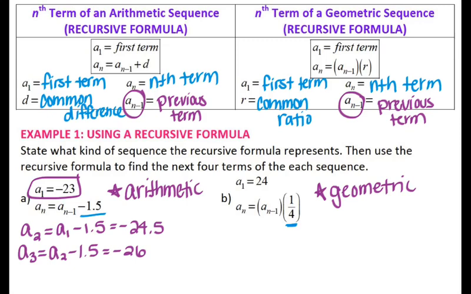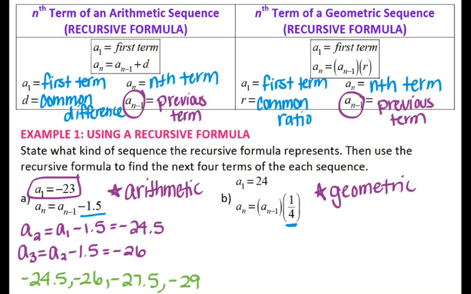So I want to find the next four terms. We already have the negative 24.5 and the negative 26. For the next term, I'm still subtracting 1.5, so that's negative 27.5. And then finally, negative 29. So you're using the previous term and subtracting 1.5 to get your next terms.